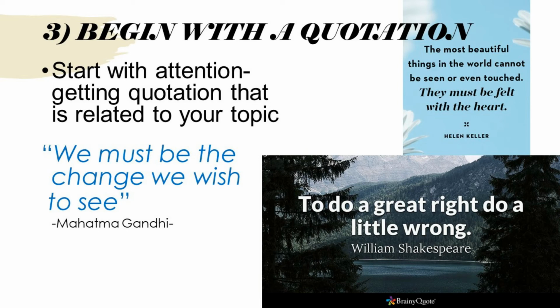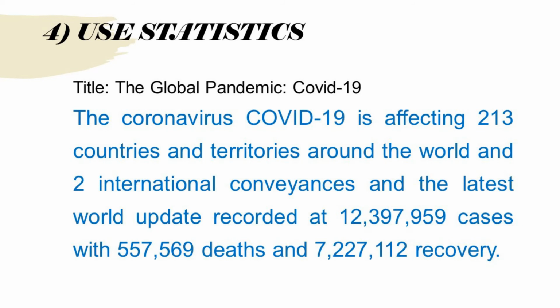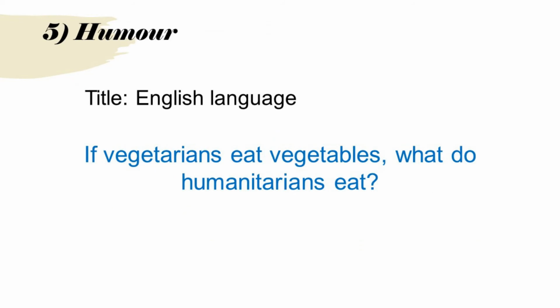To do a great right, do a little wrong. By William Shakespeare. Use statistics. For example, the coronavirus COVID-19 is affecting 213 countries and territories around the world and 2 international conveyances, and the latest world update recorded 12,397,959 cases, with 557,569 deaths and 7,227,112 recoveries. You can also use humor. For example, if vegetarians eat vegetables, what do humanitarians eat?